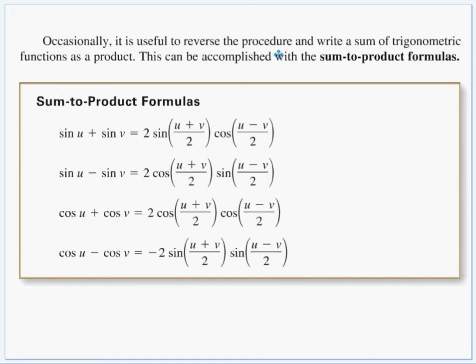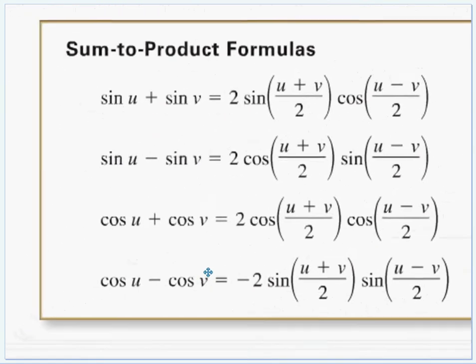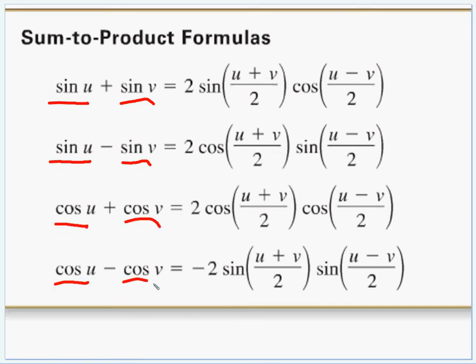Occasionally, it's useful to reverse the procedure and write the sum of trig functions as products. This could be accomplished with sum to product formulas. So now on the left are sums, and on the right are products. On the left here, we've got sine plus sine, or sine minus sine, or cos plus cos, or cos minus cos. Notice there's no mismatches, like a sine plus a cos or a cos plus a sine. So we identify the pattern, and then we plug in what's over here on the right side.